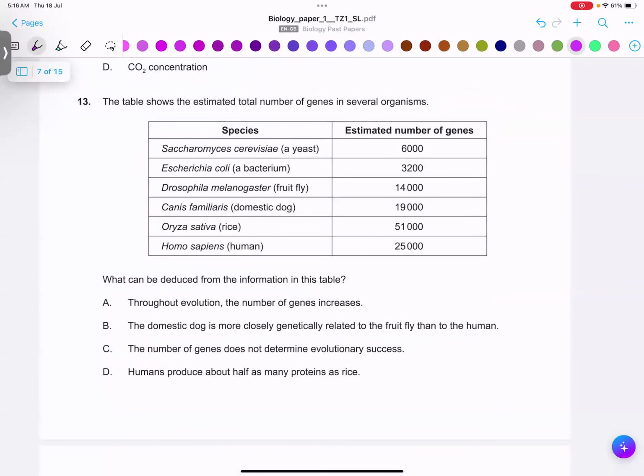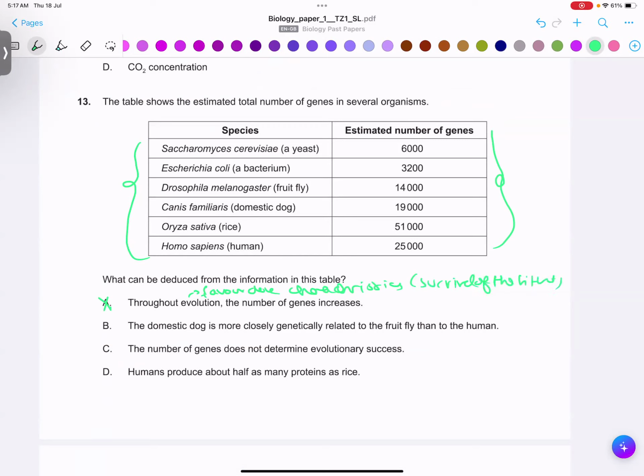Now we have the table that shows the estimated total number of genes in several organisms. We have all of these organisms, and all of these genes, right? What can be deduced from the information in this table? Throughout evolution, number of genes increases. No, this is not true. Throughout evolution, what happens is that favorable characteristics are chosen. In other words, survival of the fittest.